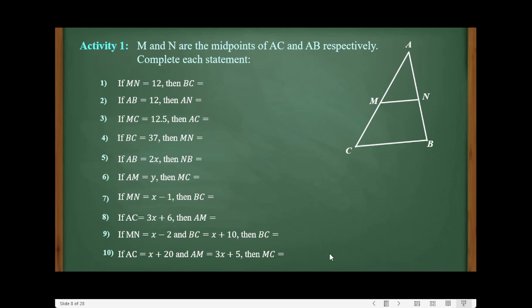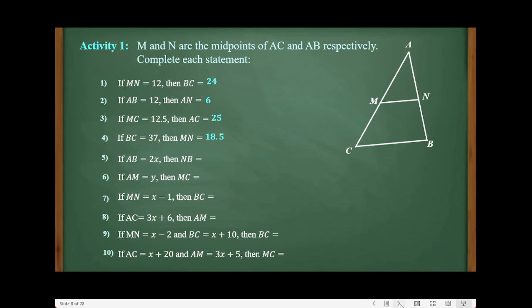Okay, I think your time is up. It's time now to reveal the answer from each of these items. Number 1, MN is 12, then BC is what? 24. Number 2, AB is 12. What is AN? 6. Number 3, MC is 12.5. So what is AC? 25. Number 4, if BC is 37, how long is MN?